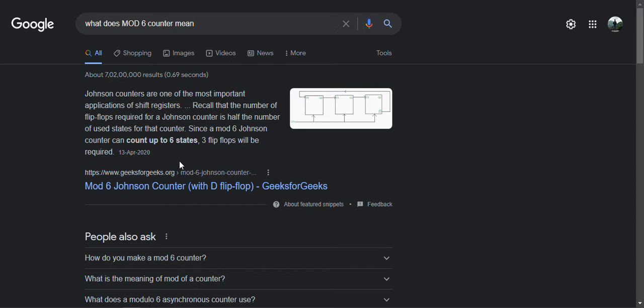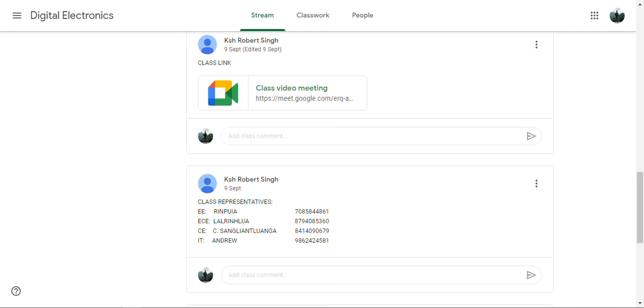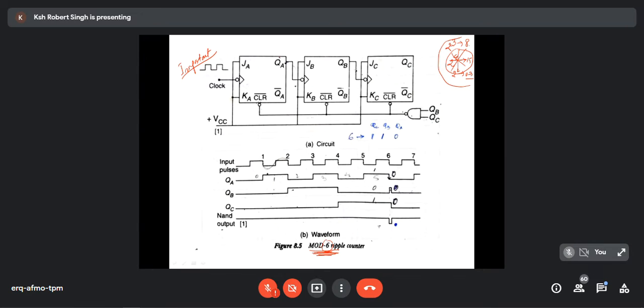What is the meaning of mod 6? I have already explained. You people never listen. Just now in the beginning of the class, I explained everything. What is modulo counter? What is synchronous? What is asynchronous? What is single mode? What is multi-mode? What is modulo counter? Modulus. Mod 6 means what? Mod 10 means what? What do you mean by mod 6?